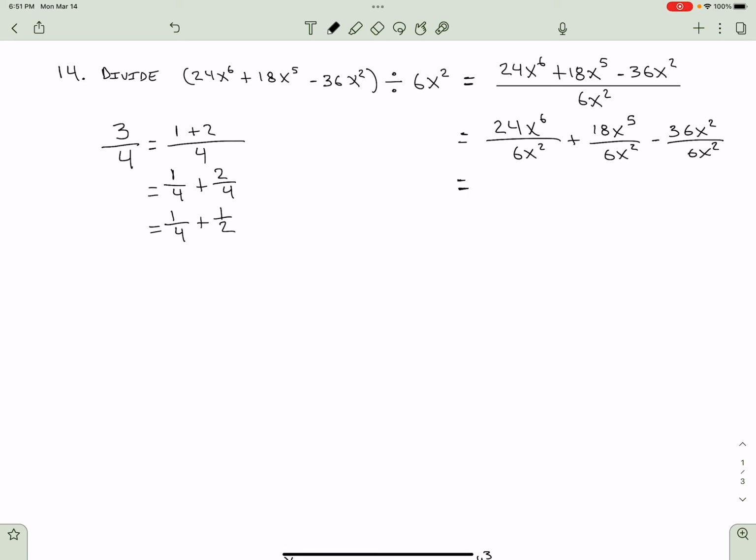Well, how many times can 24 be divided by 6? That is 4. How many x's do I have? Well, I have 6 up here and 2 down here, so I have 6 minus 2 x's, 6 of them, minus 2 of them. So let's explain that.